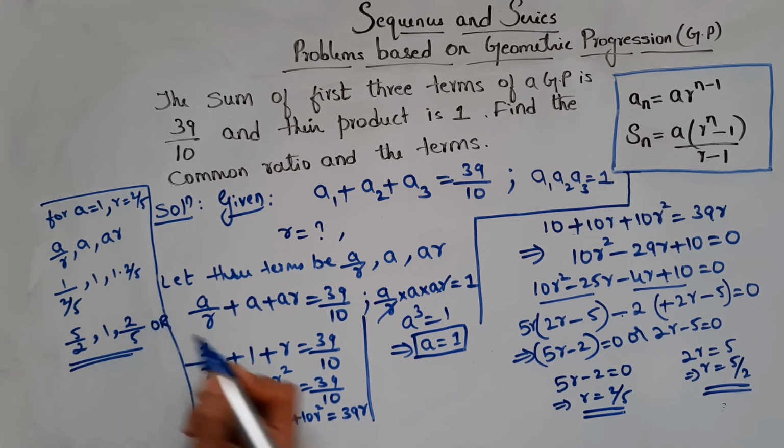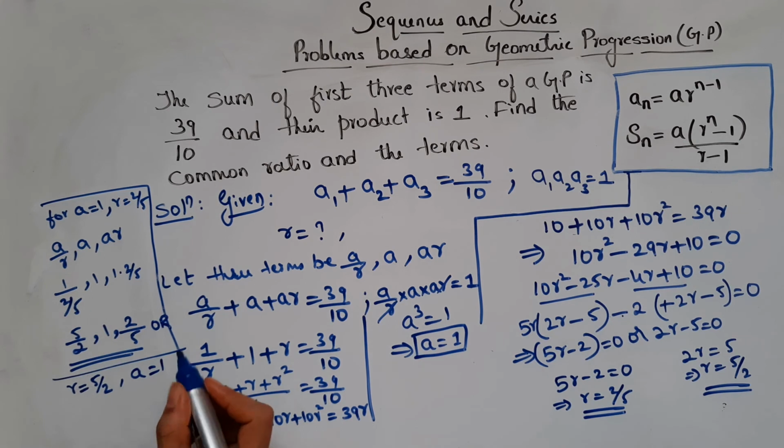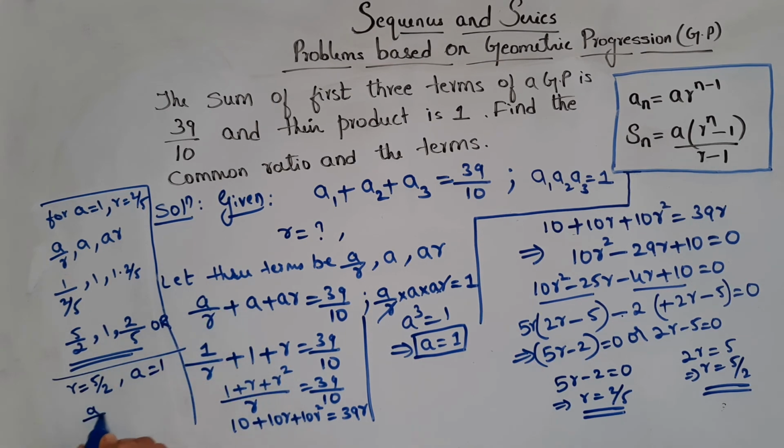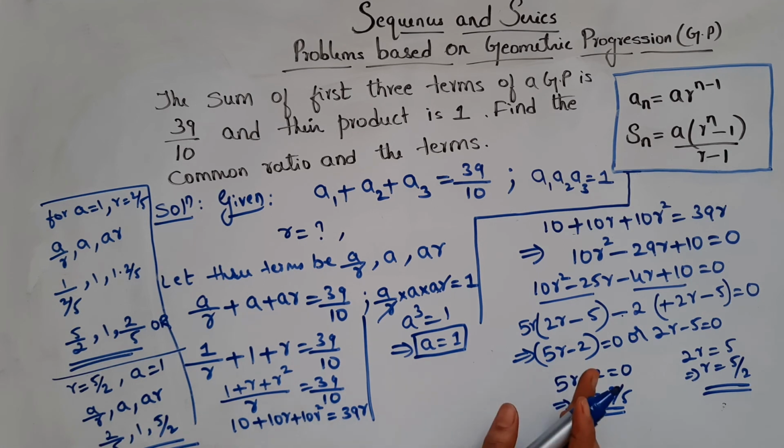Or we have one more value for r. So when r = 5/2 and a = 1, what are the terms? a/r, a and ar, right? These are our terms. So a is 1, divided by r which is 5/2, so when you bring it to the numerator, that will be 2/5, comma, a is 1, comma, 1 into 5/2, that is ar. So these are the terms. I hope this is clear. Now let's see one last problem, but before that, pause the video and note this down.